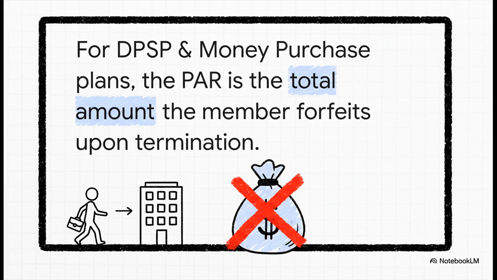The PAR is simply the total amount of employer contributions and any other forfeited amounts that you didn't get to keep when you left. So, if the vesting period is, say, 2 years, and you leave after 1, all that money the employer put in for you, you forfeit it. And that exact forfeited amount becomes your PAR. It's a perfect one-to-one reversal. Let's see it in action with an example.